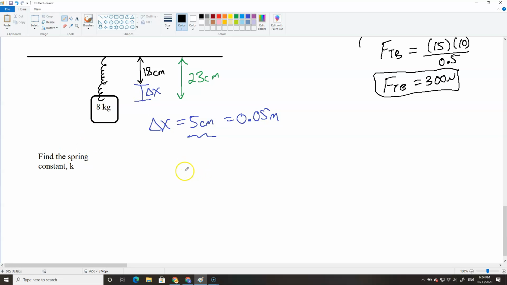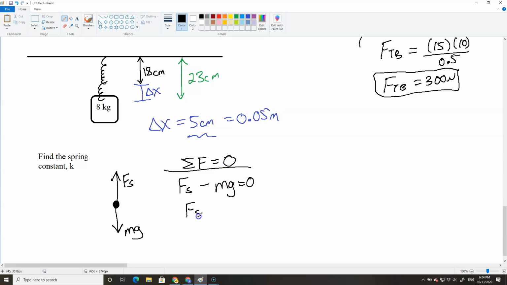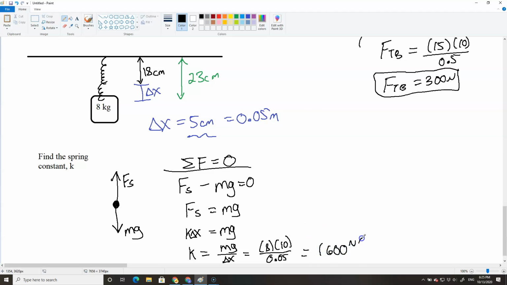Question's asking, what is the spring constant? So in this particular case, just like all the other examples, your summation of forces is 0. Everything is balanced out. On the block, you have gravity pulling the block down and a spring force pulling the block up. So I am going to say spring force minus mg is 0. So the spring force is mg for this case, but we do have an equation for the spring force. It's k x. I can then solve the spring constant will be mg over x. It should be a delta x actually. So 8 times 10 over 0.05. And you get a spring constant of 1600 newtons per meter.